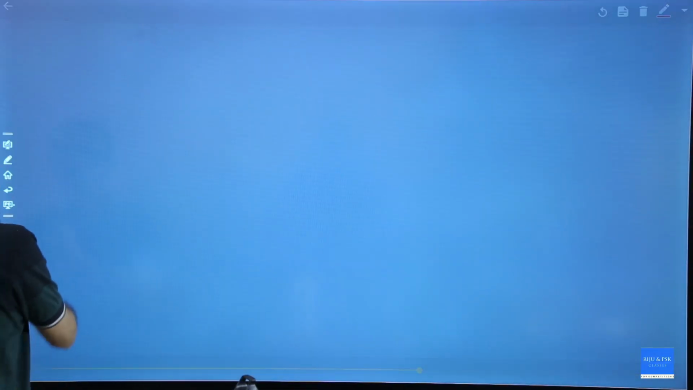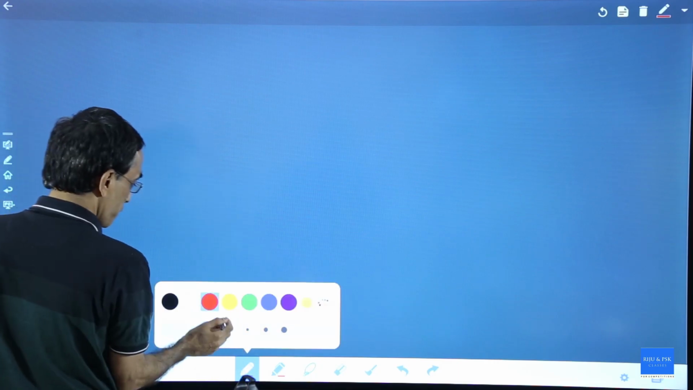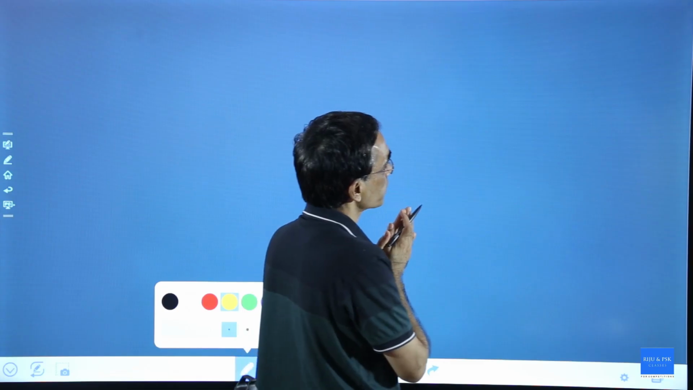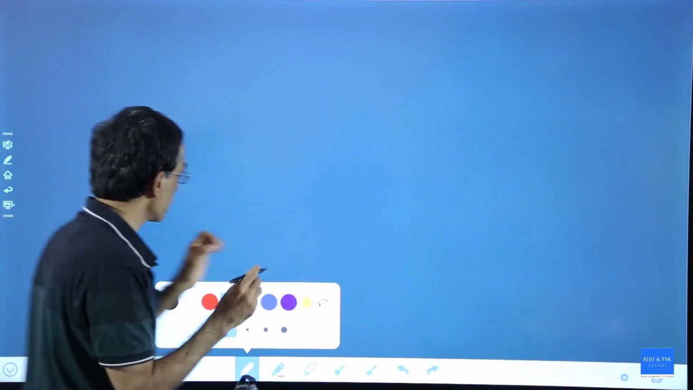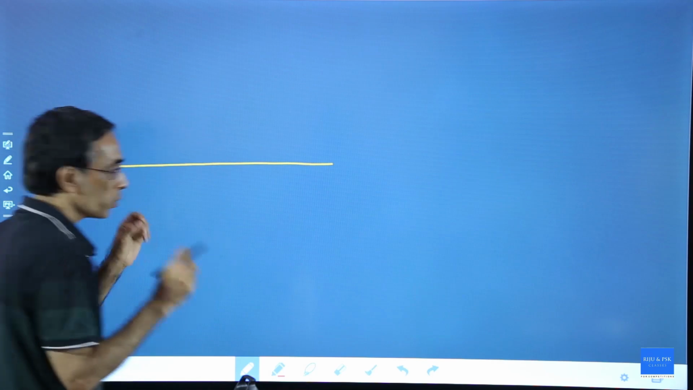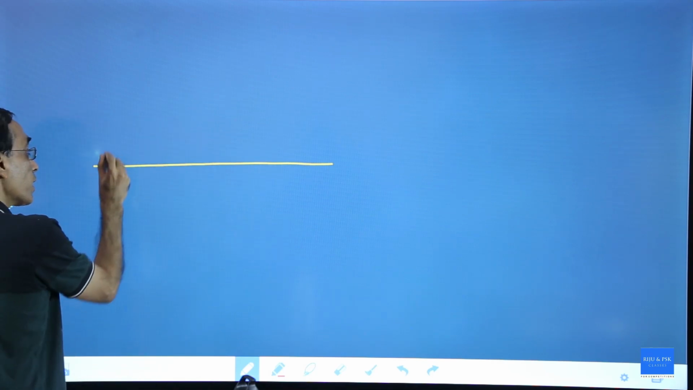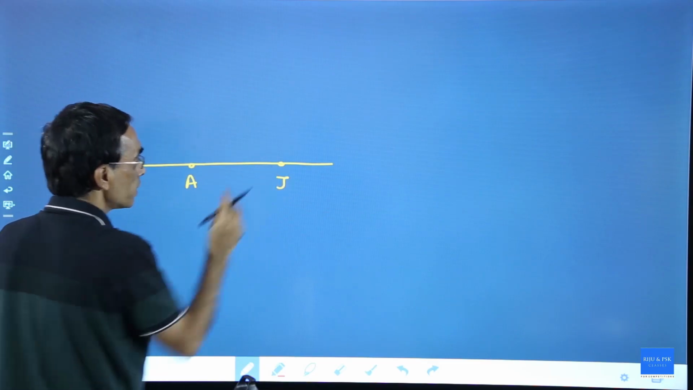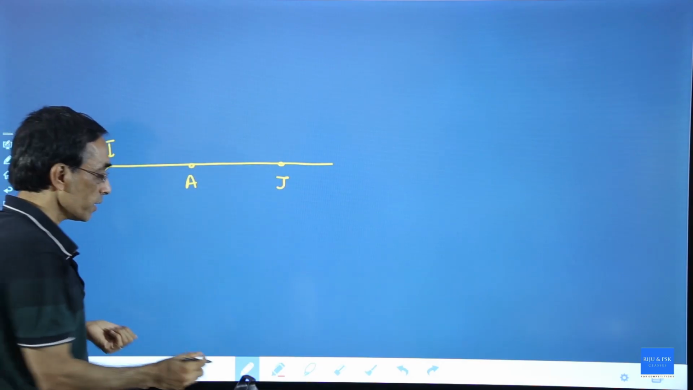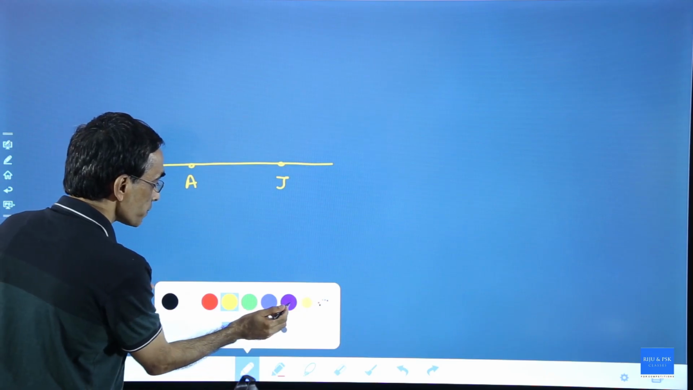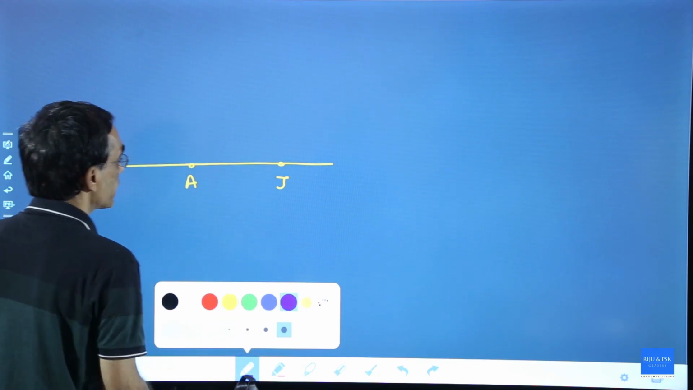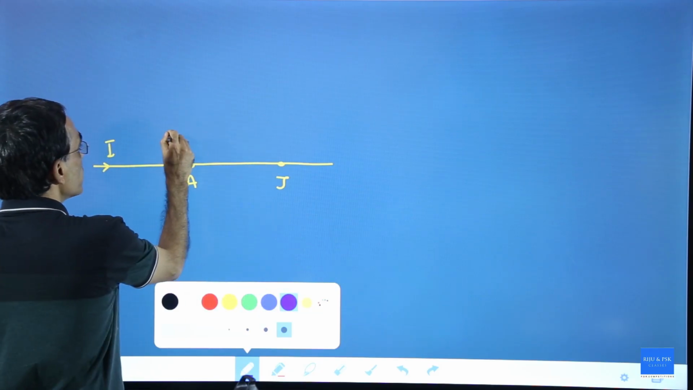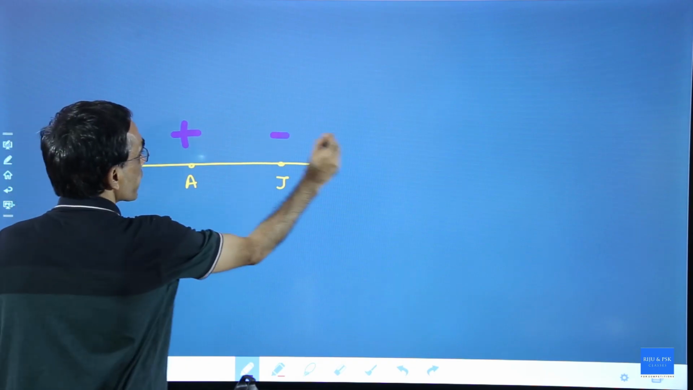Now something that can be funny. What is that? It's like this. If you have a uniform wire which is carrying a current I, and there are 2 points, let us call them A and J, then you should visualize that this A is at a higher potential than J. So there is a positive and a negative here.